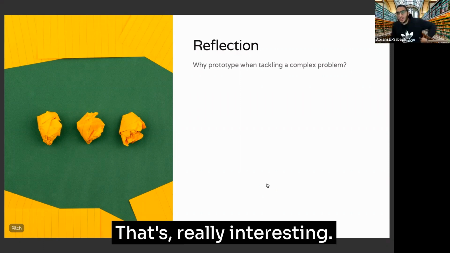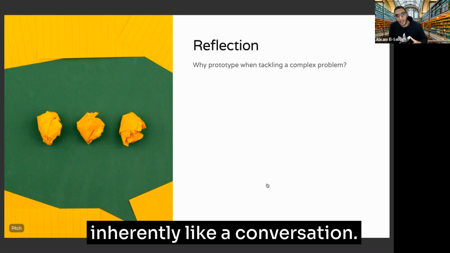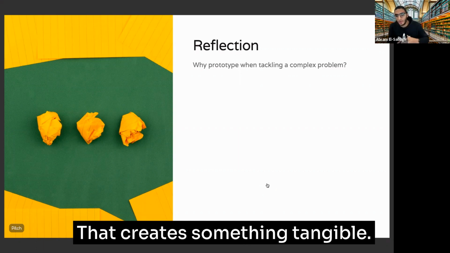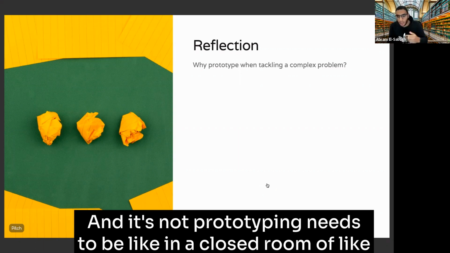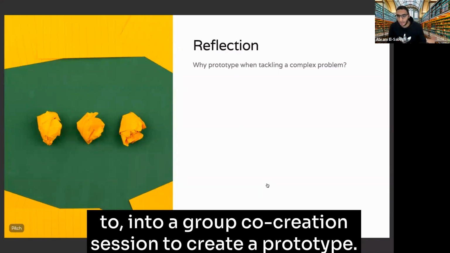Yeah, that's really interesting. And I think the process of prototyping is almost inherently a conversation that creates something tangible. Prototyping doesn't need to be in a closed room of experts. You can invite whoever you want into a co-creation session to create a prototype.